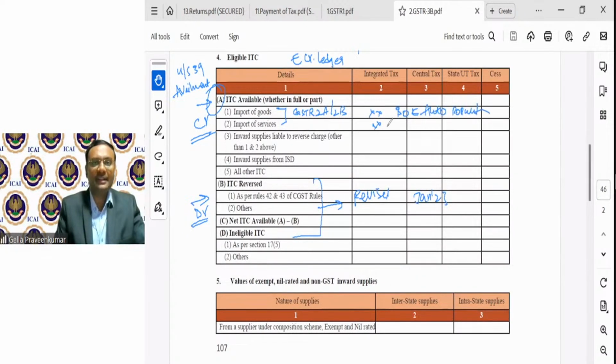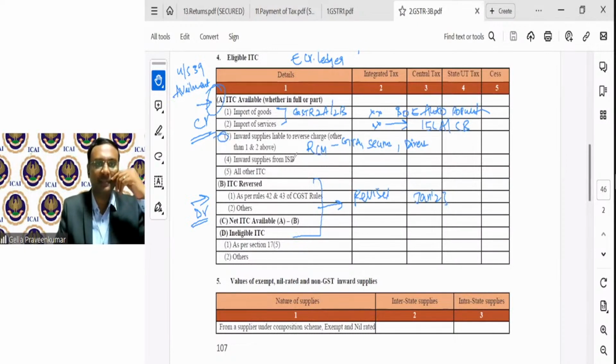In case of import of services, on the basis of your money spent in foreign currency, where Form 15CA or 15CB is issued, all those services where you are supposed to pay tax on reverse charge, I have to specify here. Then RCM, your inward supply under RCM other than 1 and 2, your GTA, your security, all those aspects in table number 3 I have to fill. What is IGST, CGST, SGST?